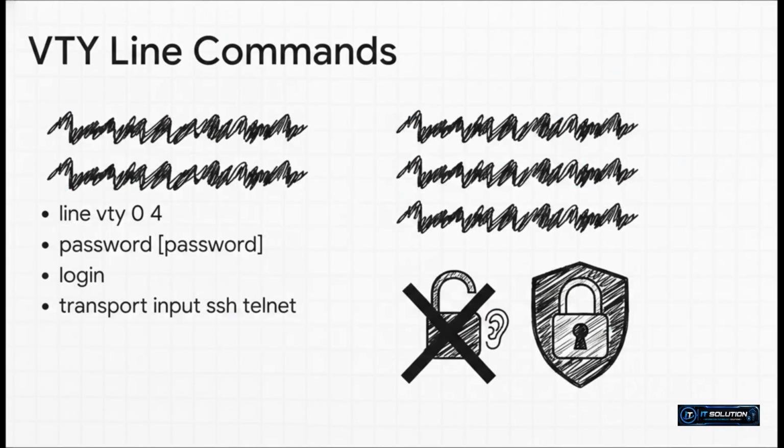Securing remote access is a big deal because network administrators usually configure routers remotely via virtual terminal or VTY lines. So we enter the VTY line configuration, set a password, and require a login. Now, notice that last point, transport input SSH telnet. SSH is heavily preferred here. Why? Because unlike telnet, SSH provides encrypted remote access. It keeps all our keystrokes perfectly safe from any digital eavesdroppers.